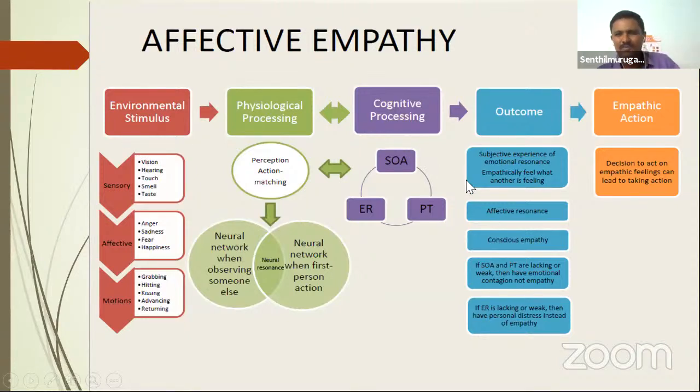So what will be the outcome? The first outcome is that they empathetically feel what another is feeling. It's the immediate outcome. You would show affective resonance. You do not know why that particular person is crying, you do not understand the reason, but you also respond similarly to that person's response.